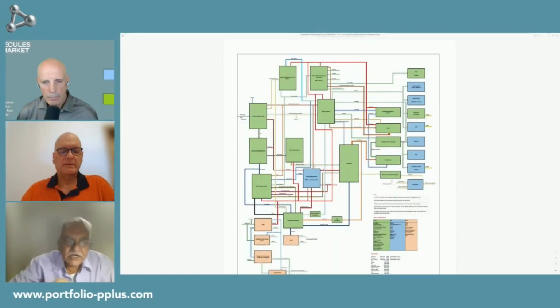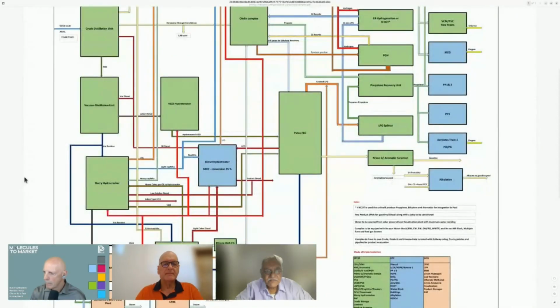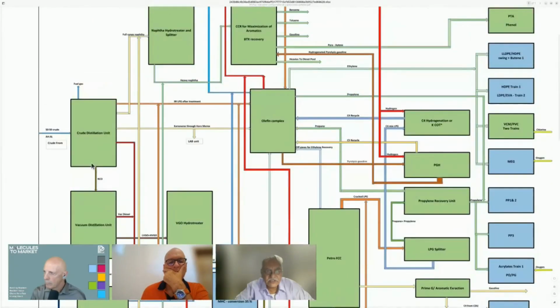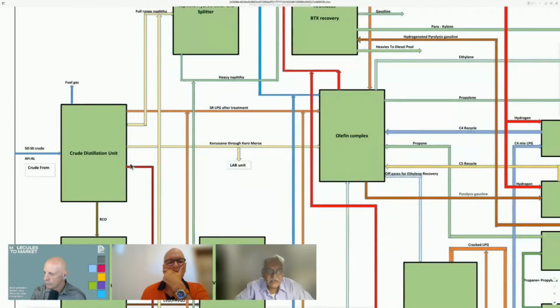So if you can make it bigger and come to each and every block, let's come to CDU/VDU. Let's start from there. Go up there, CDU/VDU, the first two units. Yeah, that's right. You can make it slightly bigger if you possibly can. That will be very nice.